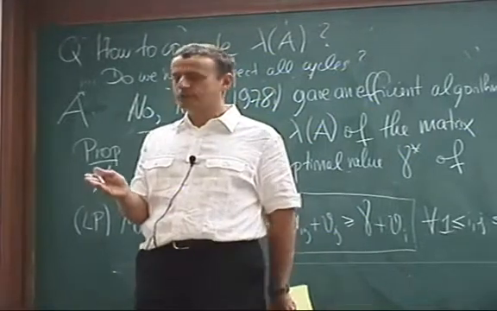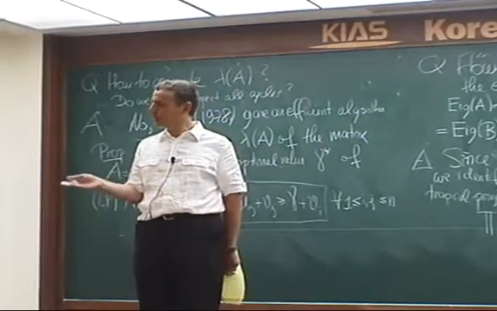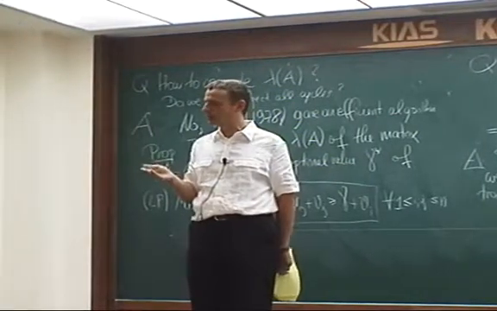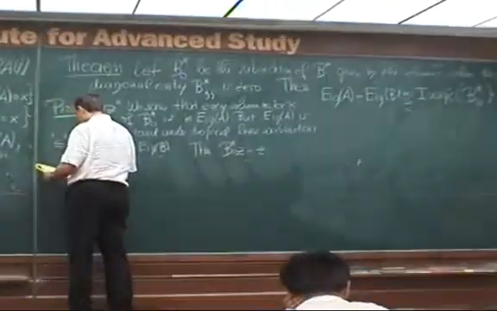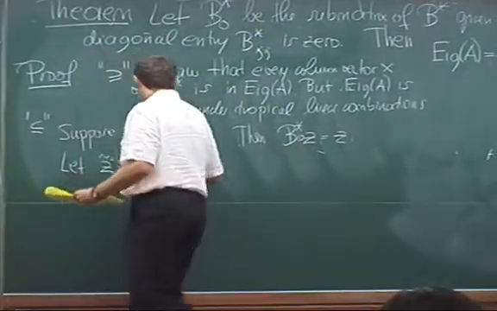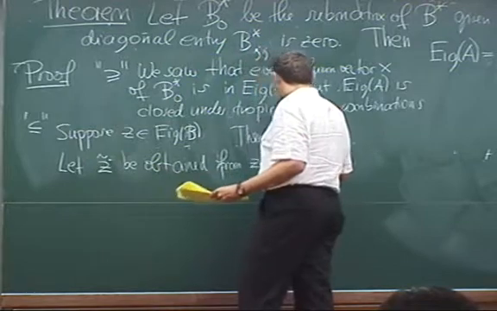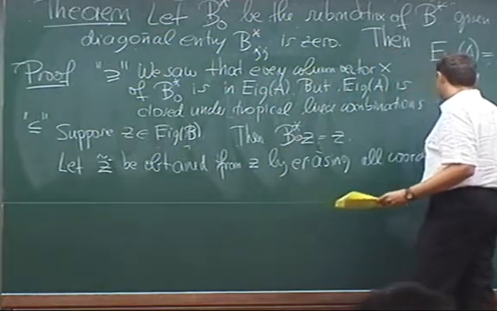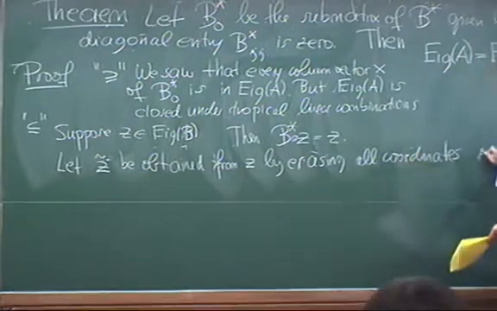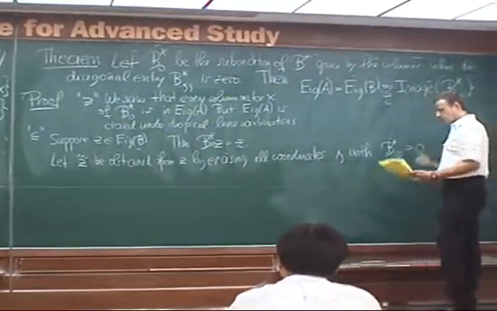So if Z is an eigenvector of B, then it's also an eigenvector of B squared. Then it's also an eigenvector of B cubed. They all have the same eigenvalue, 0. All of these powers of B have the unique eigenvalue 0. So therefore, it's an eigenvector of B star. So that's clear. So B star Z is equal to Z. So let Z tilde be obtained from Z by erasing all coordinates j with b_jj positive. So these are the irrelevant coordinates.